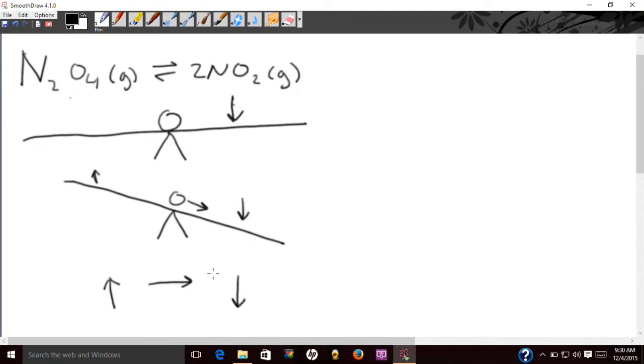now if the concentration of the products were decreased, then the equilibrium would shift towards the product side, resulting in a higher concentration in reactants. And once again, remember this pattern. Notice this pattern.